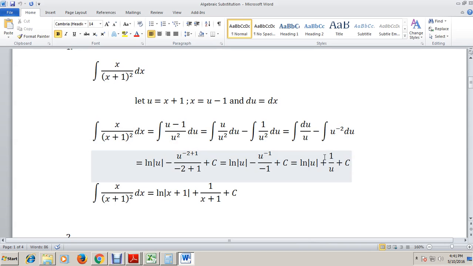plus c. Now, replacing back the representation for u in terms of x, we have u as x plus 1. So therefore, our original integral of x over (x plus 1) squared dx becomes ln of x plus 1 plus 1 over x plus 1, then plus c.